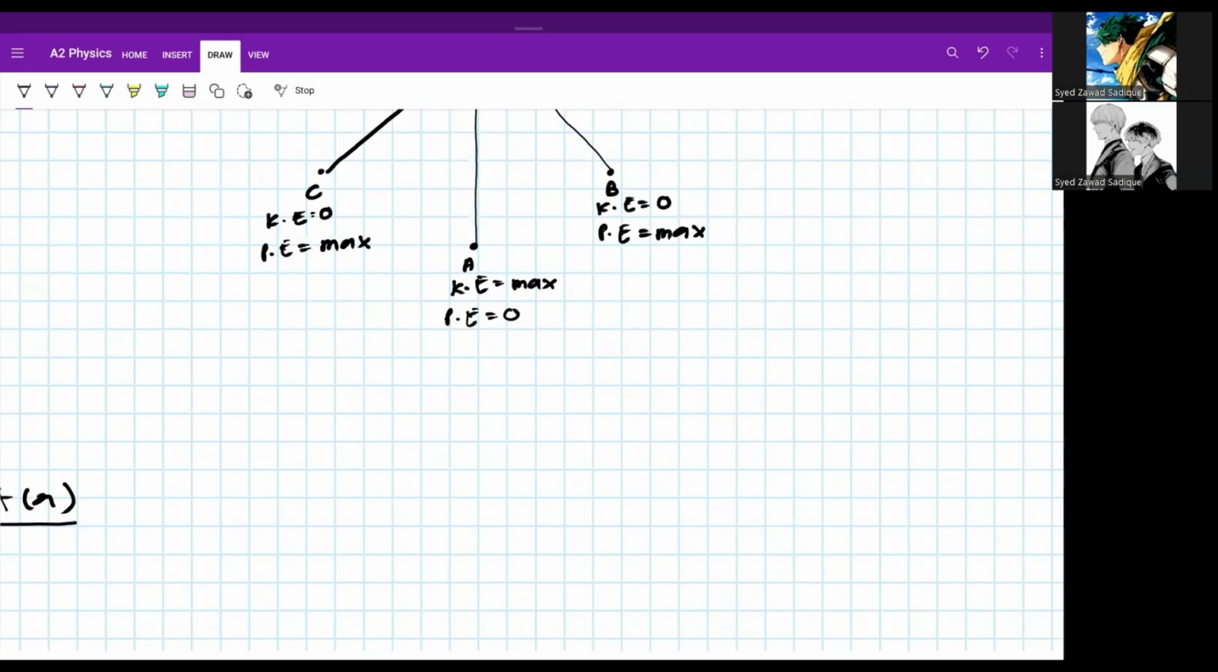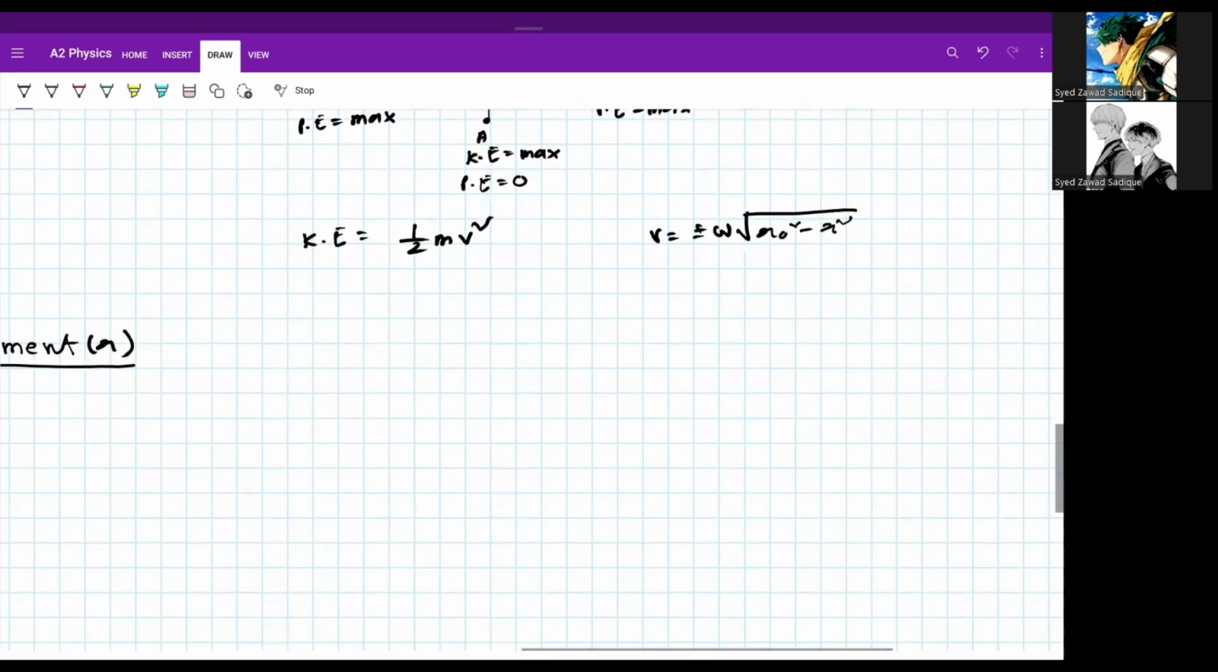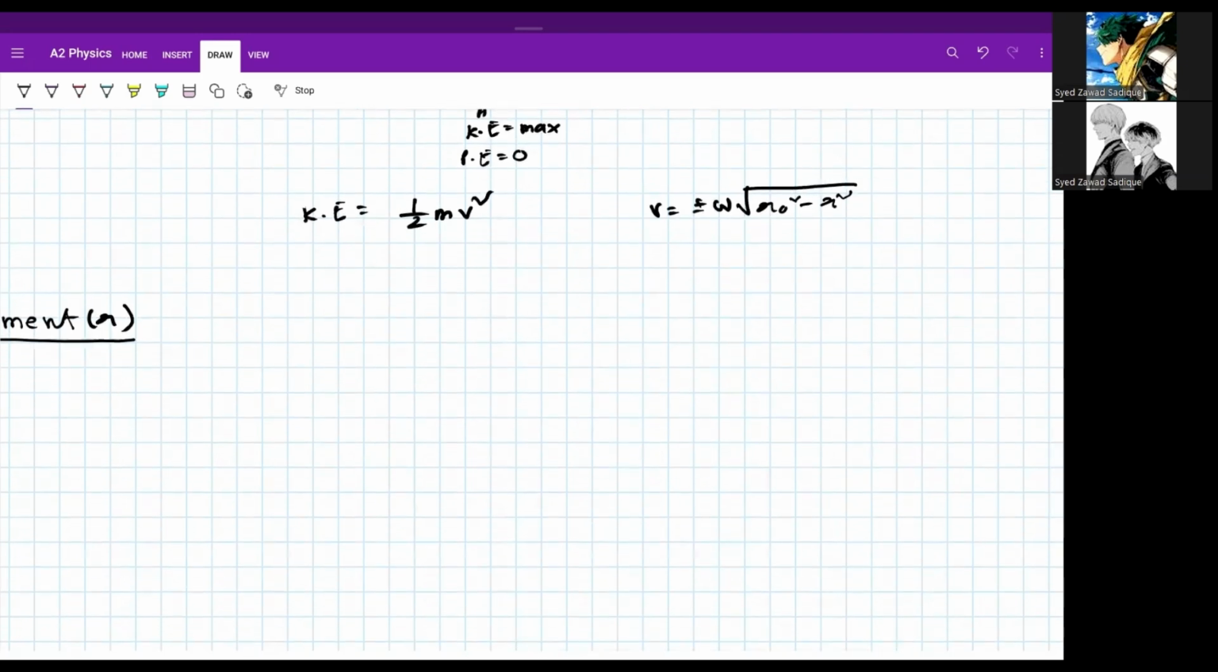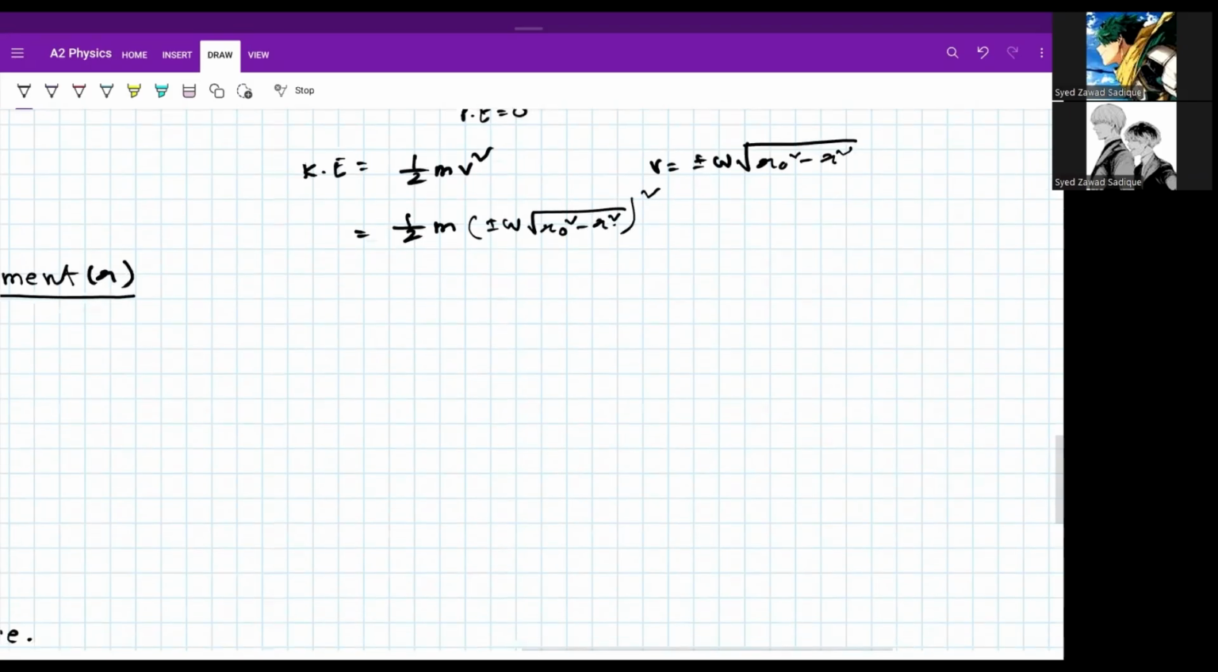Now we know. So how to find out the kinetic energy if asked? Kinetic energy is half mv square. We know that for a particle performing simple harmonic motion, velocity is equal to plus minus omega root of x naught square minus x square. If we substitute this v into this v, we will get half m times plus minus omega root of x naught square minus x square, whole square. Therefore, we'll get the equation: kinetic energy is equal to half m omega square (x naught square minus x square).